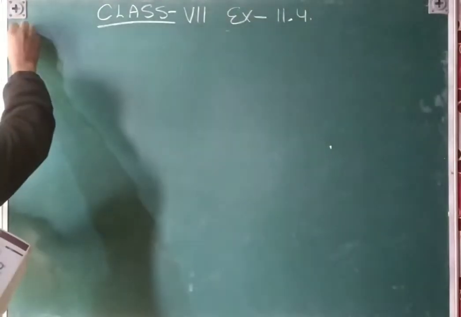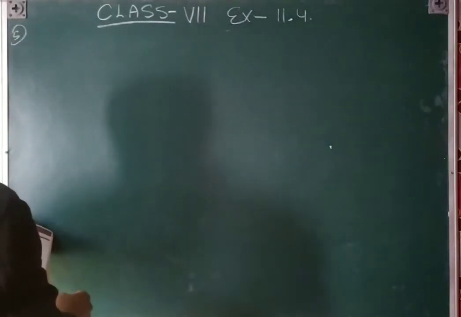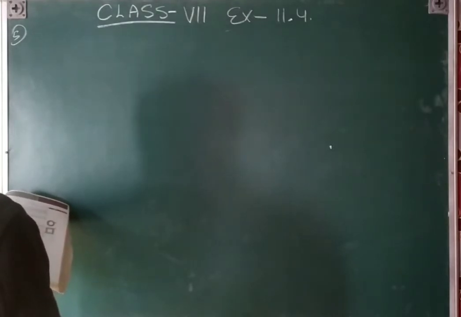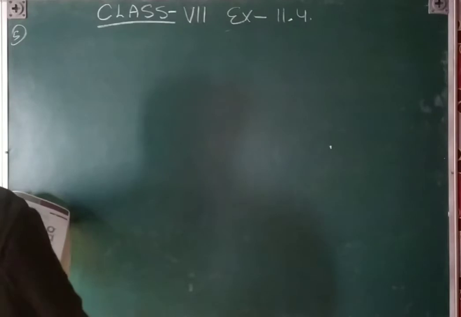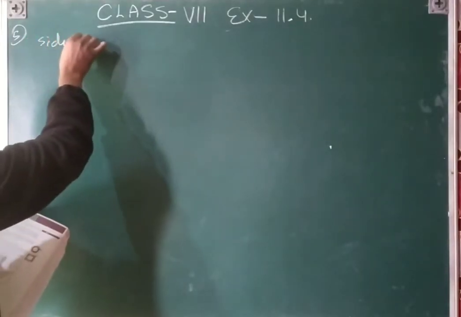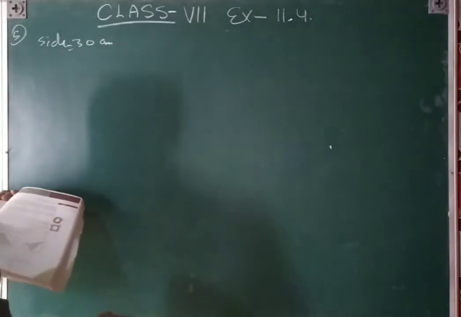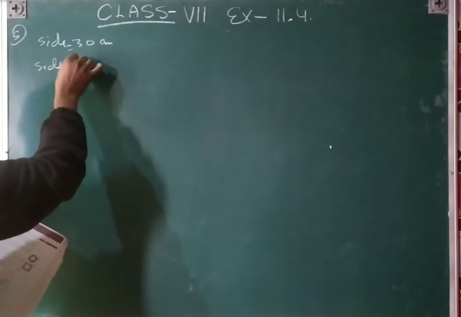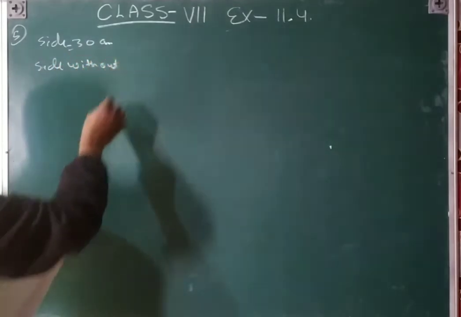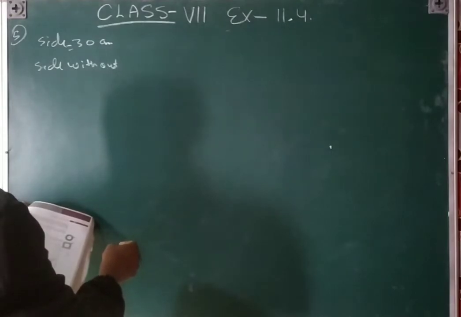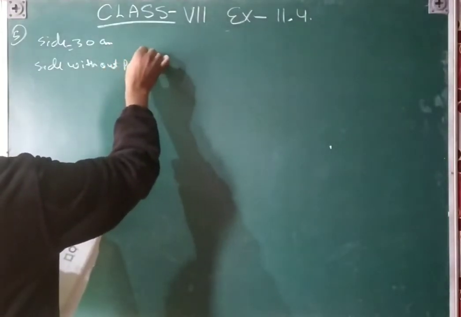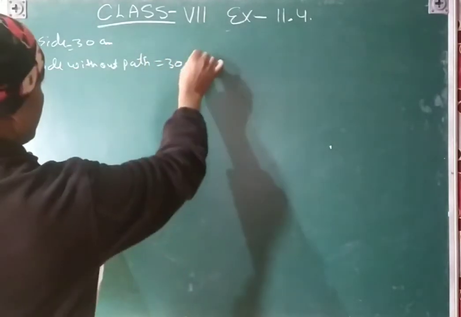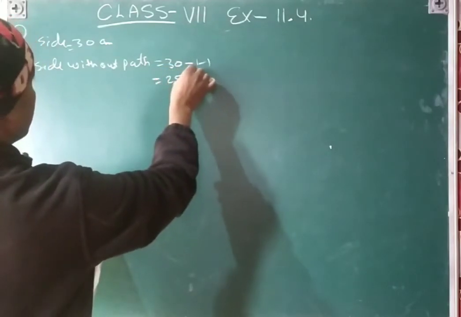Fifth question is that a path 1 meter wide is built along the border inside a square garden that is 30 centimeter. So side is equal to 30 centimeter, and then the side without path. See the side without path, that will be 30 minus 2, that is 28 centimeter.